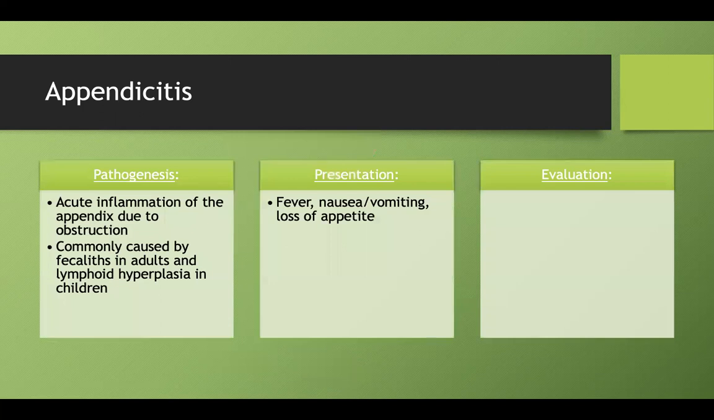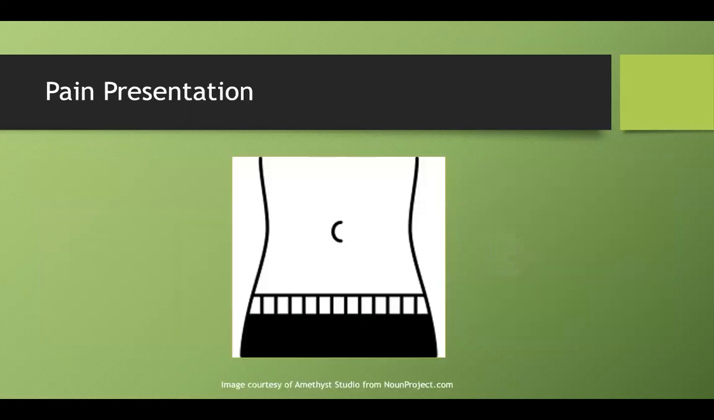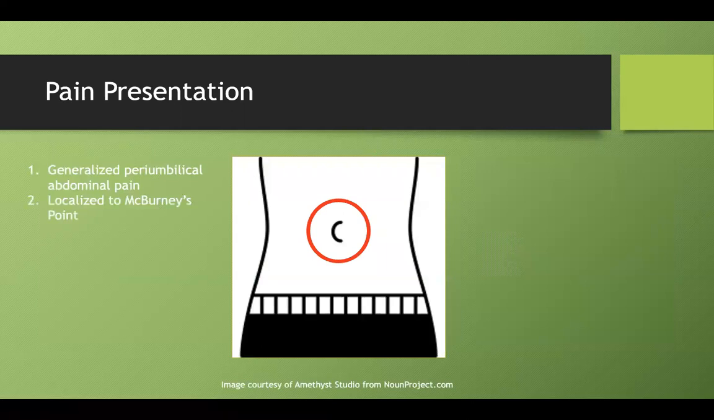This is going to present with fever, nausea, vomiting, and loss of appetite. And they have a classic pain pattern that will be tested, which is that this initially starts as a generalized abdominal pain and ends up localizing to the right lower quadrant. Let's talk about what this looks like. First you get this generalized, diffuse, periumbilical, that just means around the belly button, abdominal pain. And over time, that pain will migrate and be very localized to McBurney's point.